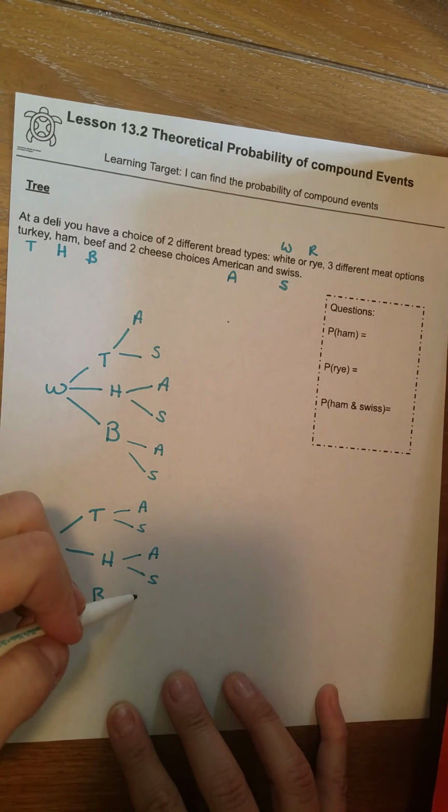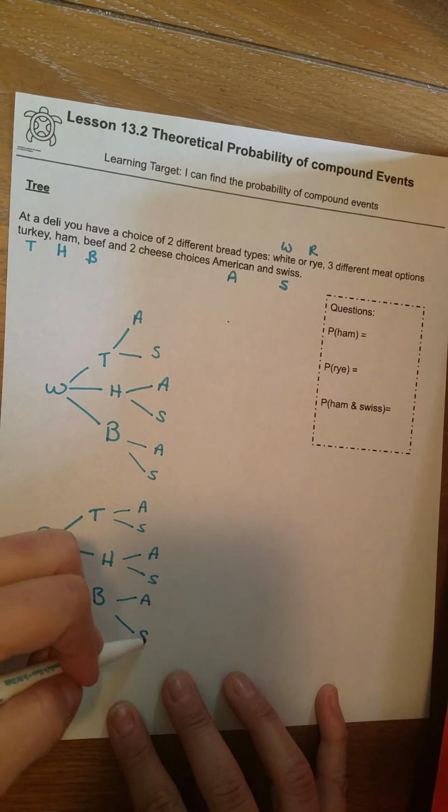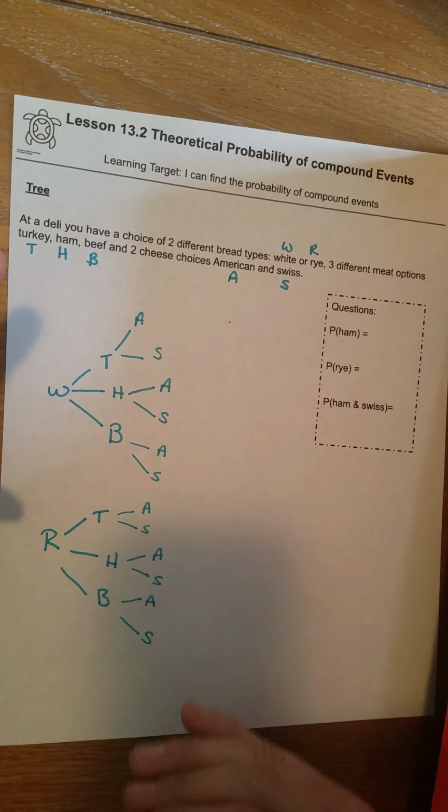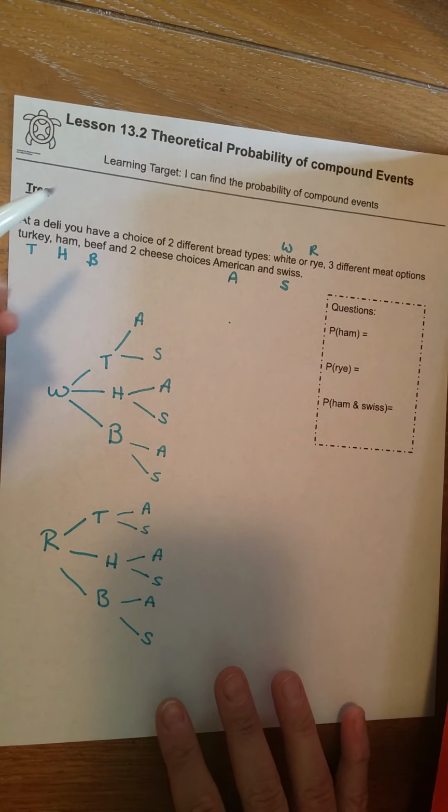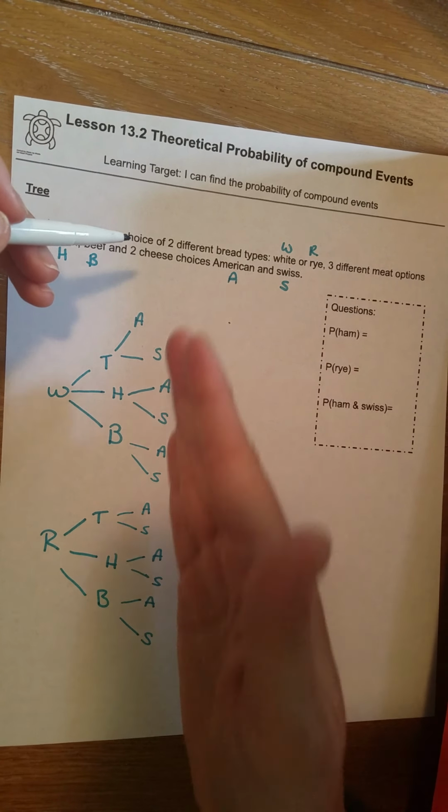And you can see that this gets really branchy really quick. That's why there's a whole bunch of paper here. And that's why there's only three things. And I am never going to make you make a tree that has more than three things on it, because it just gets too big too fast. Okay, so this is all of our results.